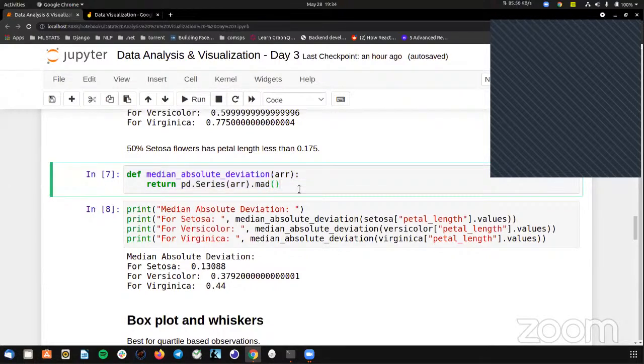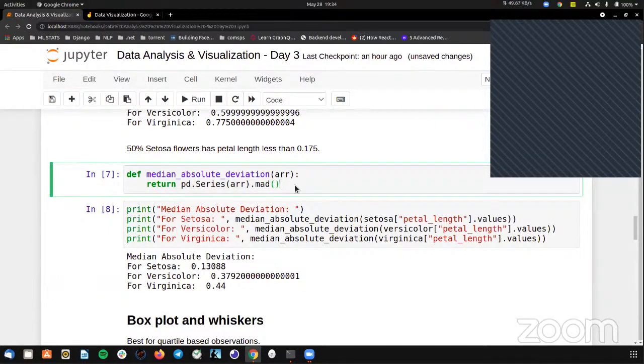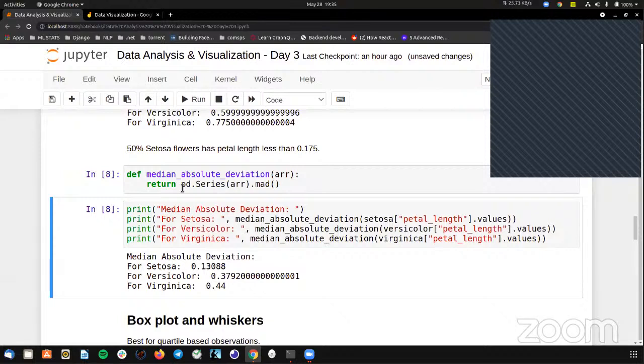Okay, so let's see. I just wrote a simple program here. So pd.Series, and this is again the pandas library. Then I'm calling Series here, and then the array, then dot mad, median absolute deviation. All right, so it is an inbuilt function for median absolute deviation that is defined in the pandas library. So I'm calling it here right now, and let's see what happens.